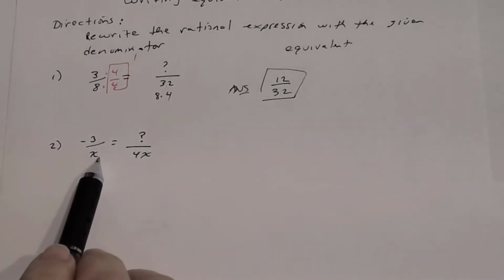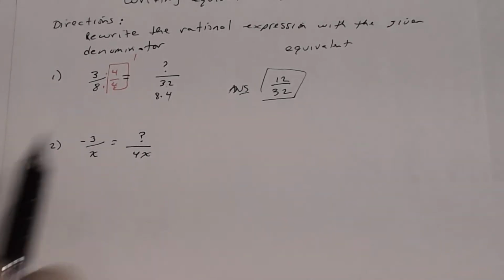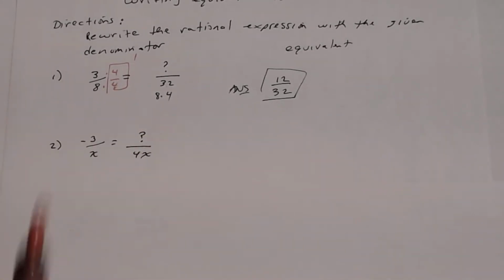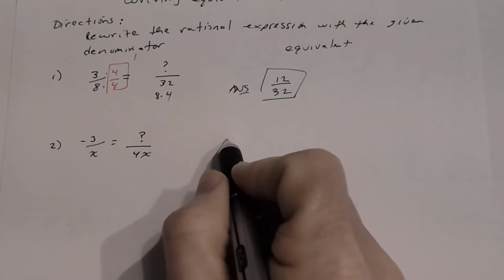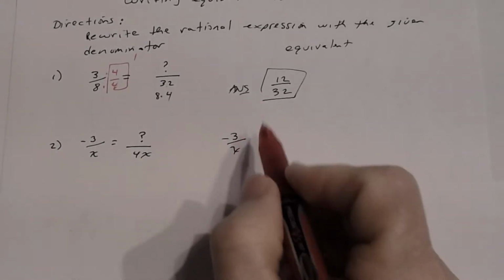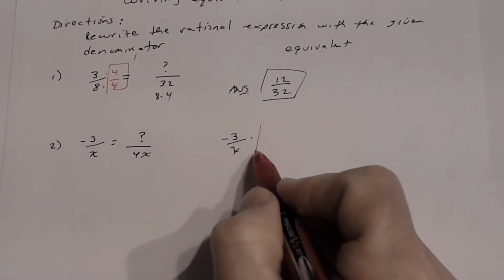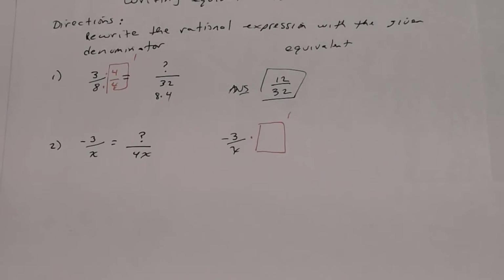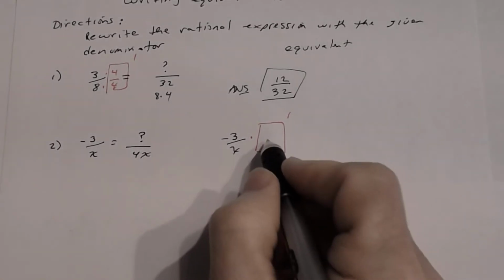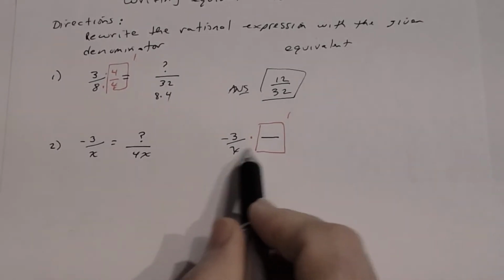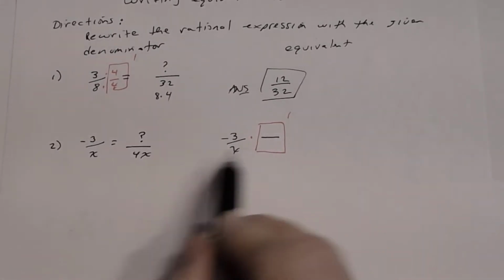So you notice that what's missing is a 4, right? So what I'm going to do is multiply, and remember what we did here. Let me go ahead and rewrite it right here. So negative 3x, okay? And I need to multiply this by 1, so that it stays negative 3x. But whatever I put in here, I need to multiply x by some factor to get 4x.